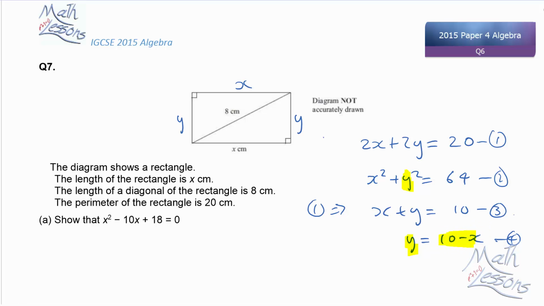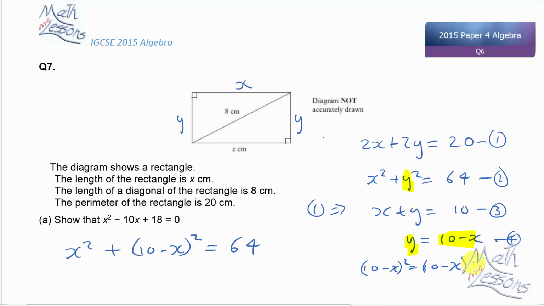So let's do that. Let's write down x squared plus, now the y squared, y is 10 minus x, so 10 minus x all squared, and that's going to equal 64. So let's multiply out these brackets. Remember, 10 minus x squared is equal to 10 minus x times 10 minus x. A mistake is just to square the 10 and just to square the x. People make them write 100 minus x squared.